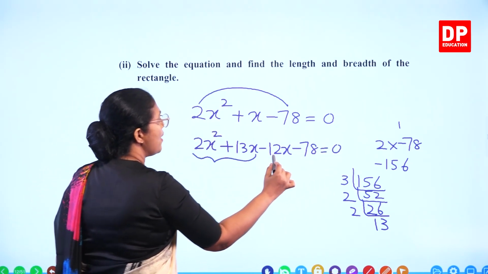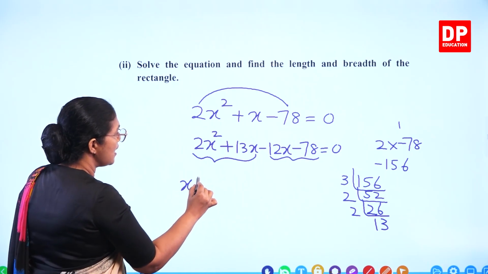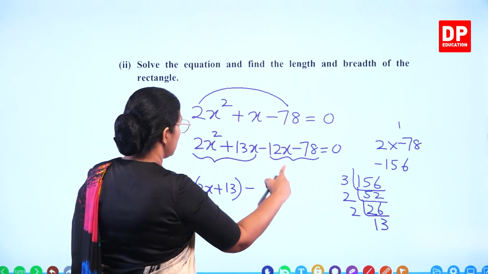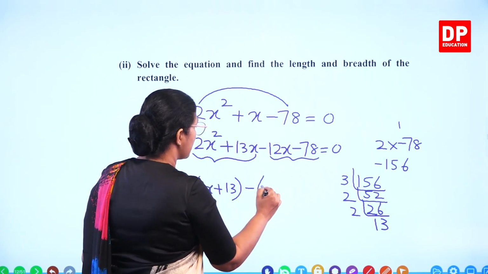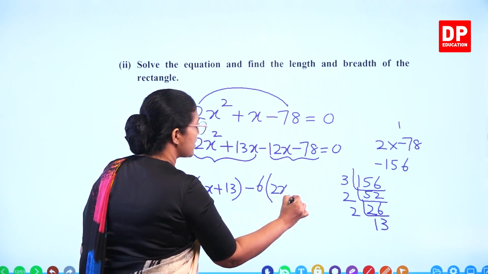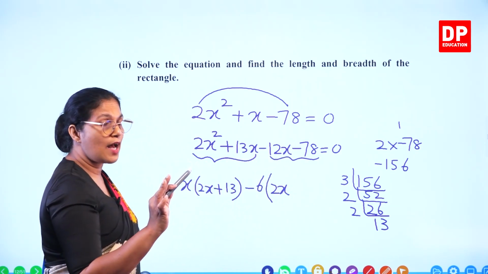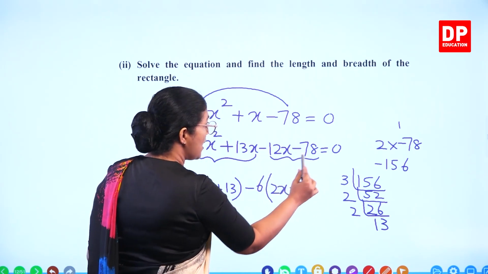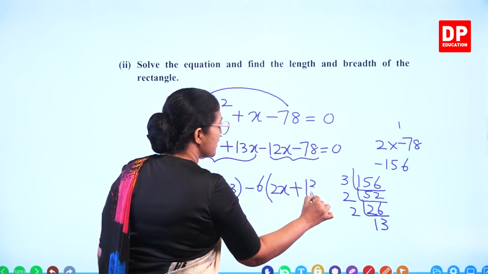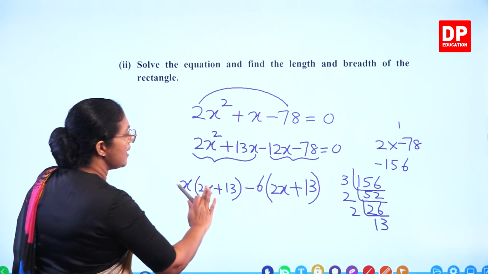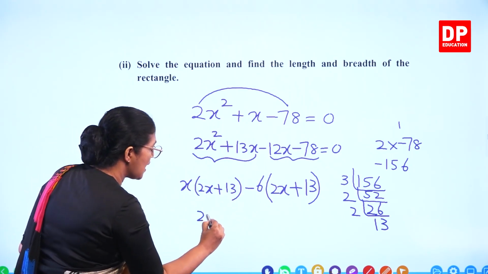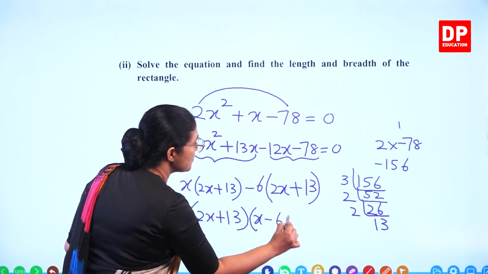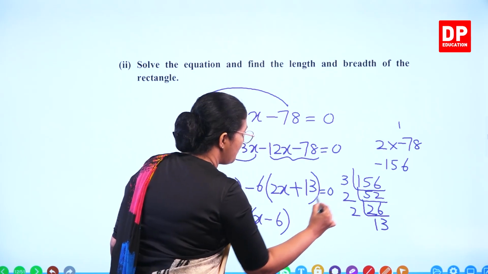Now take 2 at a time and factorize. x, you can take it out. That's 2x plus 13, minus 6 you can take. So this becomes 2x, and we have taken minus out and this becomes plus. Divide by 2, divide by 6 here. 6 times 1, 6 times 3. So you get 2x plus 13. Again 2x plus 13 is common. Take it out. And what's remaining? x minus 6 is remaining. So that's equal to 0.